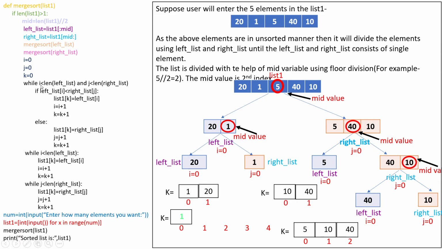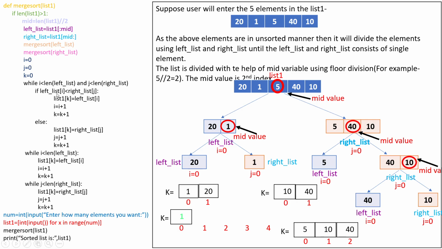While i is less than the length of left list. i has now been incremented to 1. 1 less than the length of left list. The left list has 2. 1 is less than 2, true. And j is still 0. 0 less than the length of right list. The right list has 3 elements. So 0 less than 3, true. Both conditions are true. So it will come inside the while loop.